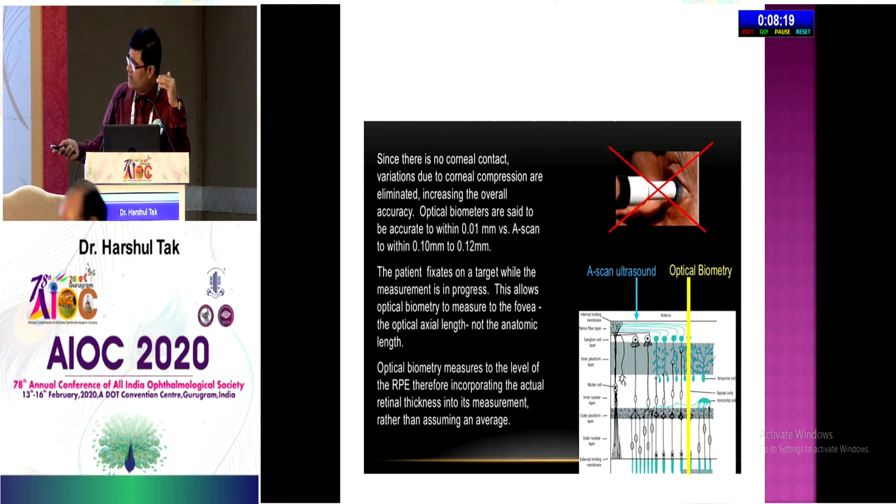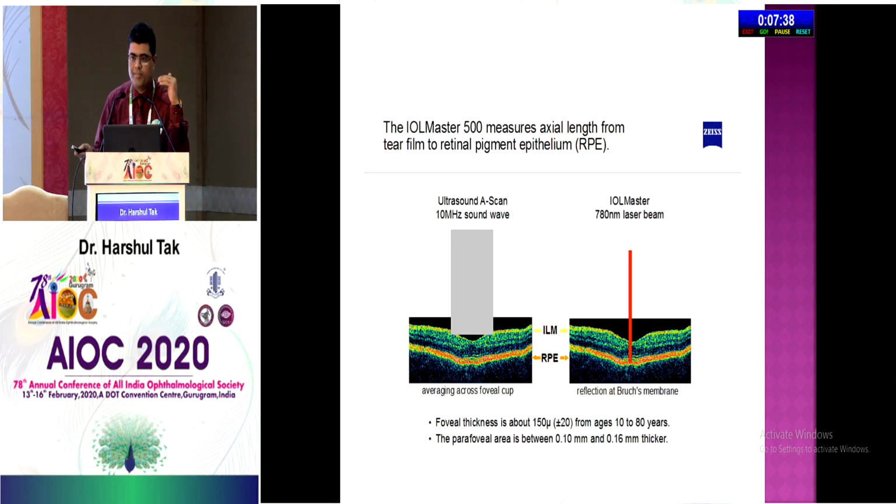And this difference is also because the A-scan ultrasound, when the ray of the ultrasound hits, measures from the internal limiting membrane of the retina. And then all the machines average out the retinal thickness, which varies from 160 to 400 micrometer, and they take an average of 200 micrometer for all the measurements. But optical biometer measures the true retinal thickness. So all the optical biometers measure up to the retinal pigment epithelial layer. That's where the accuracy of the optical biometer comes from.